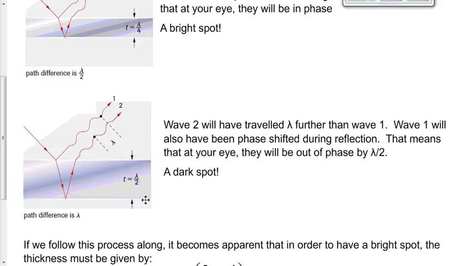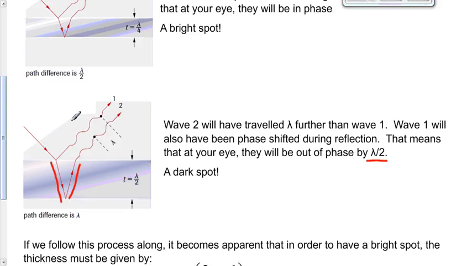But now wave 2 is traveling further. Wave 2 is now going to be shifted by a whole wavelength because it's traveling one half of a wavelength here and one half of a wavelength here. So it's traveling a whole wavelength difference, but wave one has been shifted. So now they'll be out of phase by lambda by 2. And so that means we're going to have a dark spot here. If we're looking at this film, we would see nothing at this point. This would be a dark spot. This would be black or dark. There'd be no light coming from this one color.